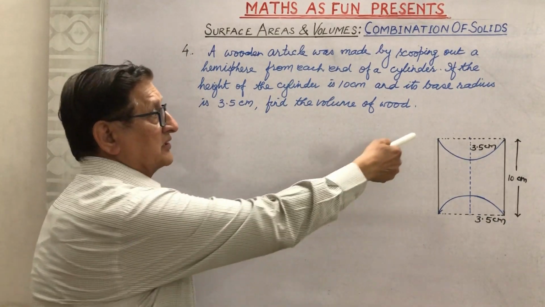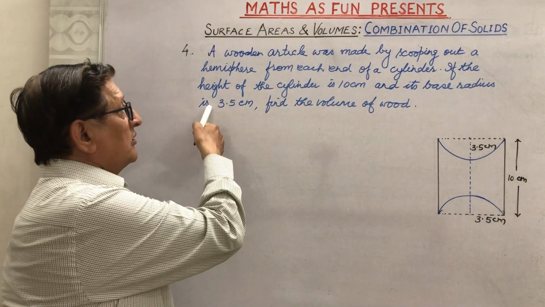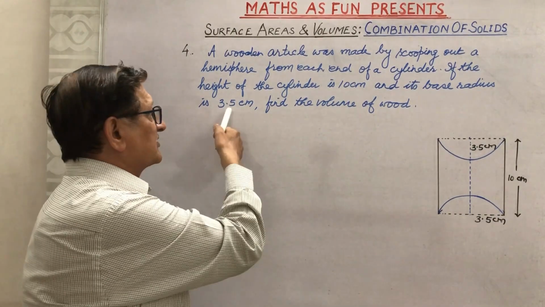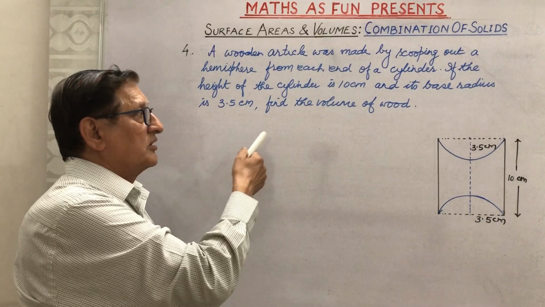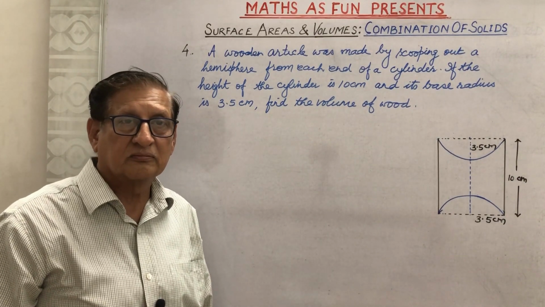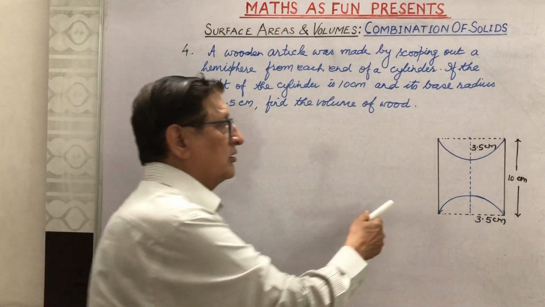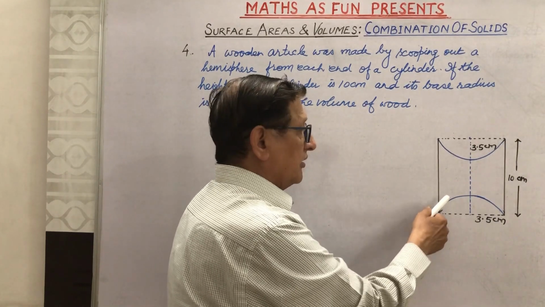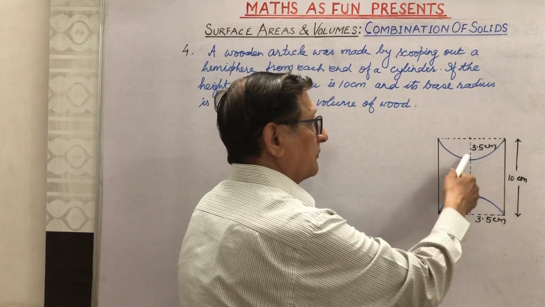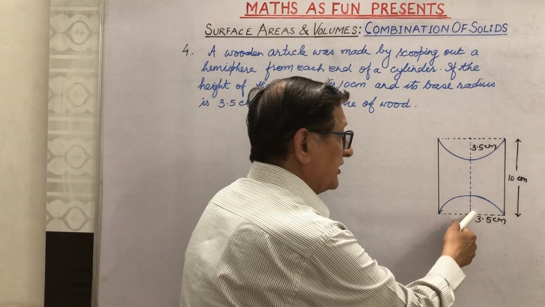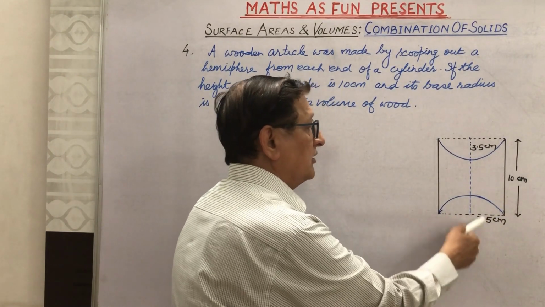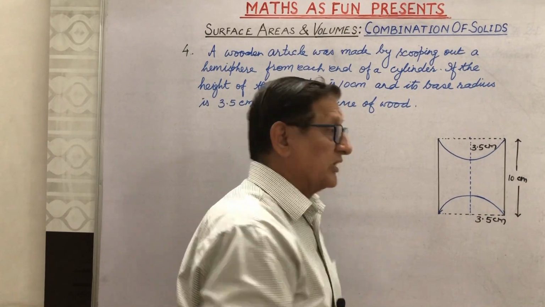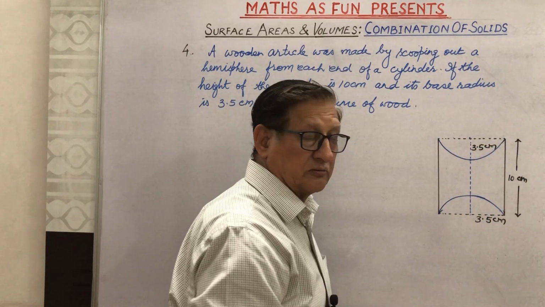The next problem is, a wooden article was made by scooping out a hemisphere from each end of a cylinder. If the height of the cylinder is 10 centimeter in total and its base radius is 3.5 centimeter, then find the volume of the wood. So we draw the diagram for this. This is suppose a cylindrical part, scooped out the hemispherical part from both the ends, and since the radius of the cylinder is 3.5 centimeter, the radius of the hemispherical parts are also to be 3.5 centimeter. The total height of the cylinder is 10 centimeter.